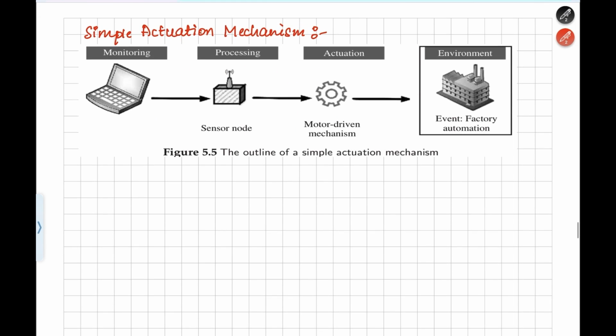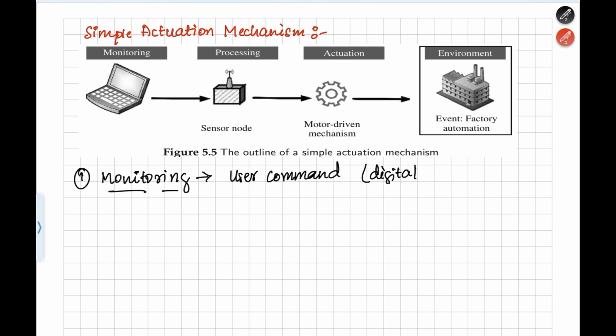Moving on further, here we have a simple actuation mechanism. Firstly we have monitoring here. Let me write it. The first step is monitoring. From monitoring, we have user commands. The process begins with a remote user who will provide input or commands through this monitor. Okay. This input is usually a digital signal, and this digital signal will tell what action is to be performed. Okay. The next step is we have processing here.